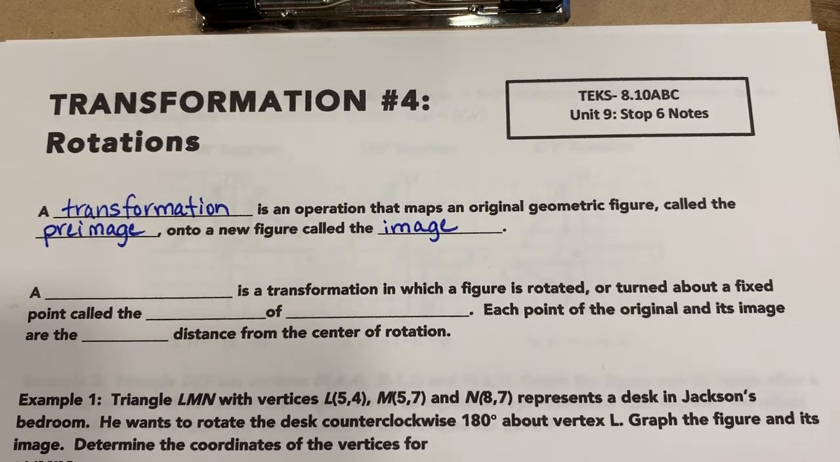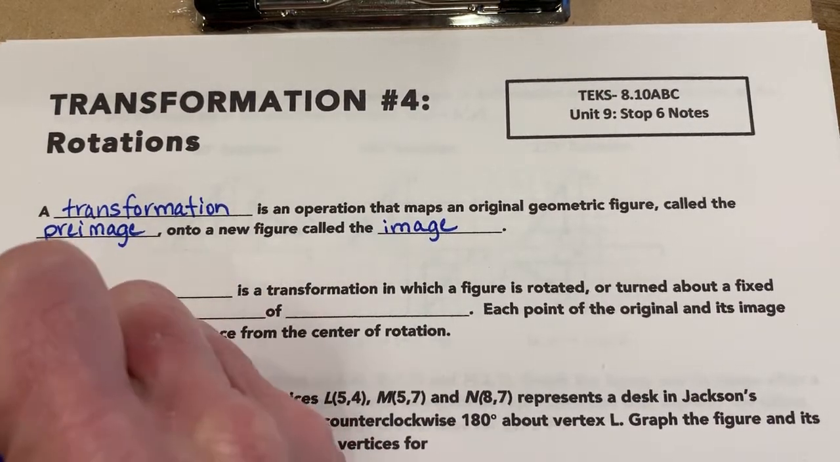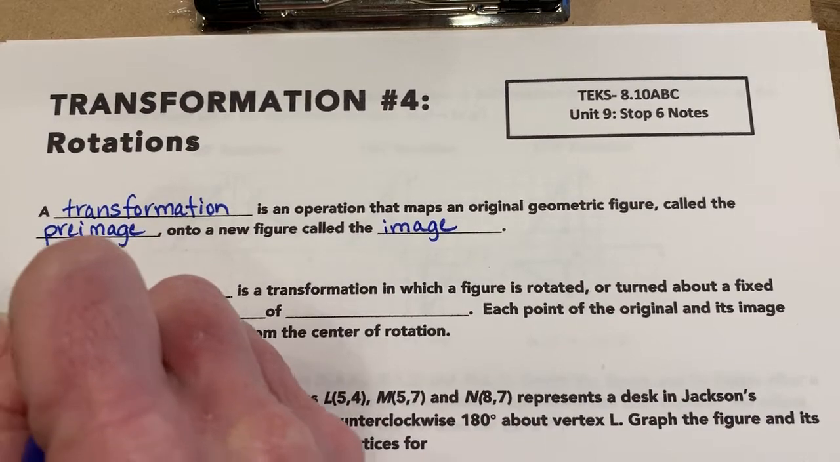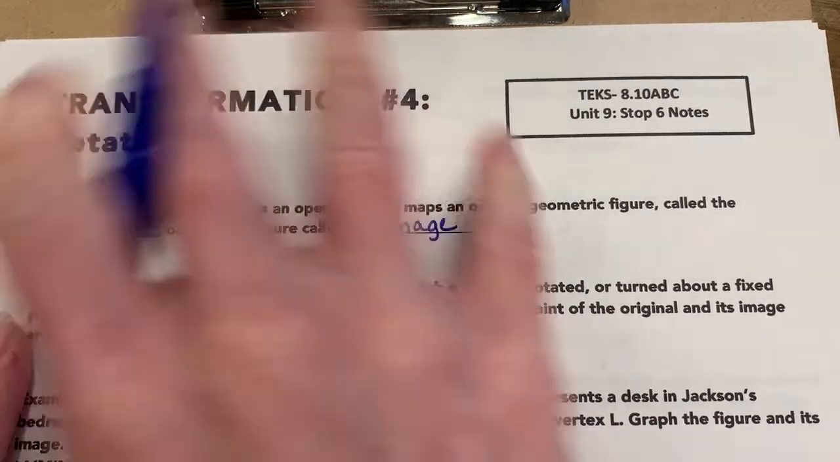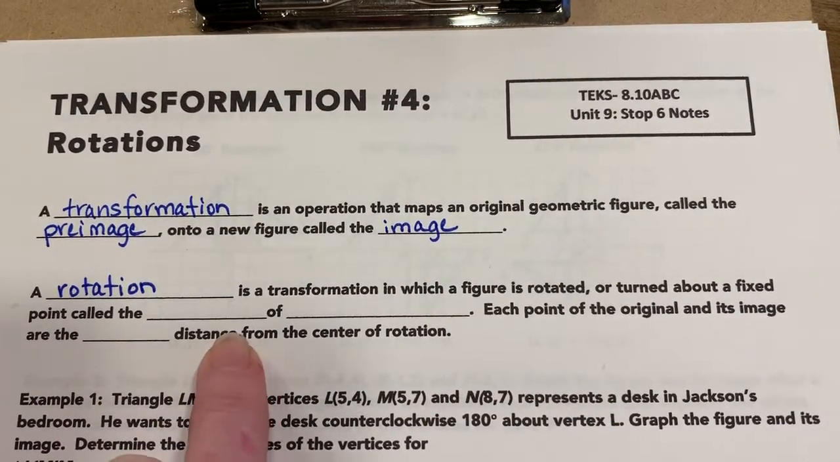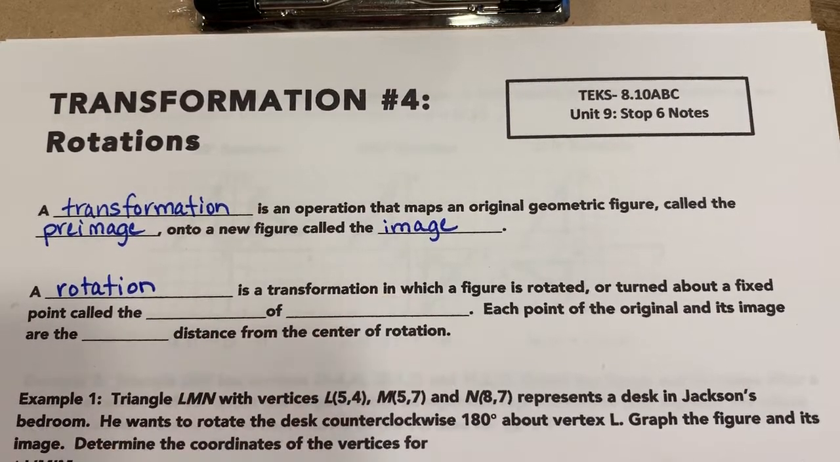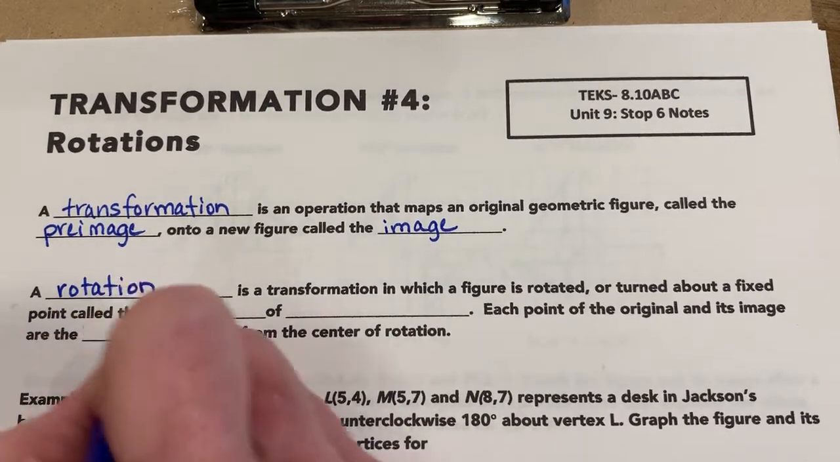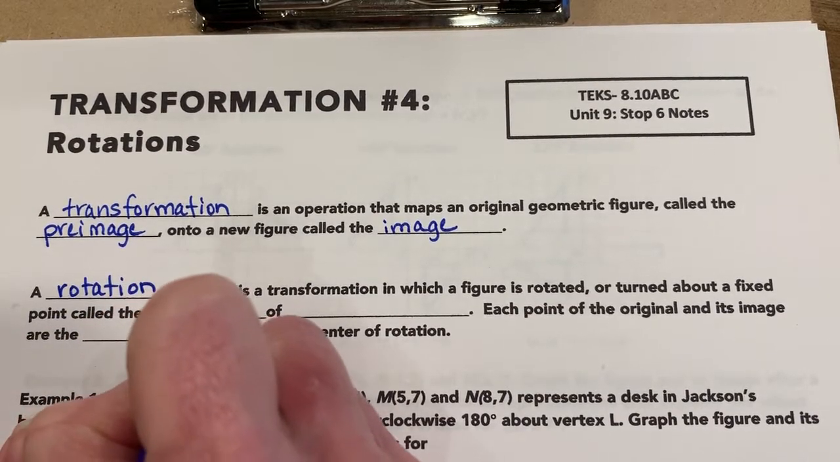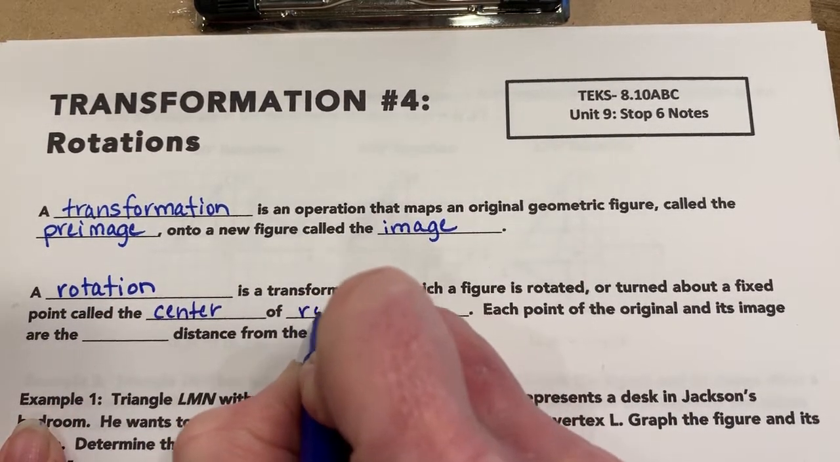We've looked at the dilation, the translation, which slid it, and then the last one we looked at was the reflection, which kind of flipped it from one side to the other. So this next one is called a rotation, and it's exactly what it sounds like. You're going to just rotate it in a circular motion. It's a transformation in which a figure is rotated or turned about a fixed point, and that point is called the center of rotation.